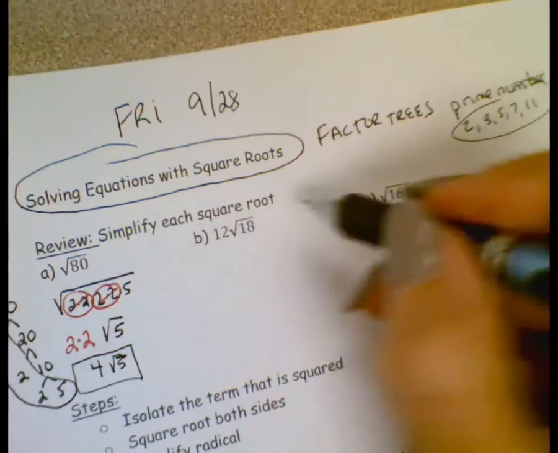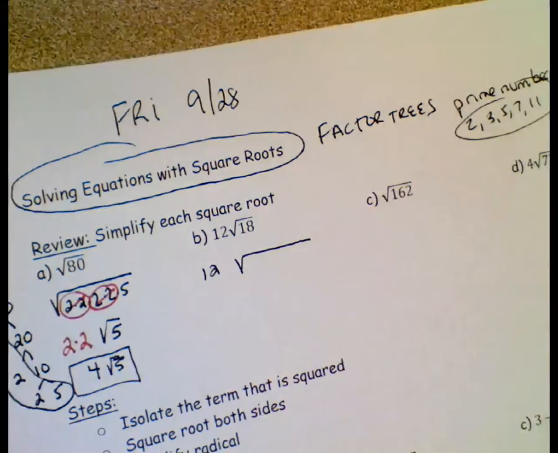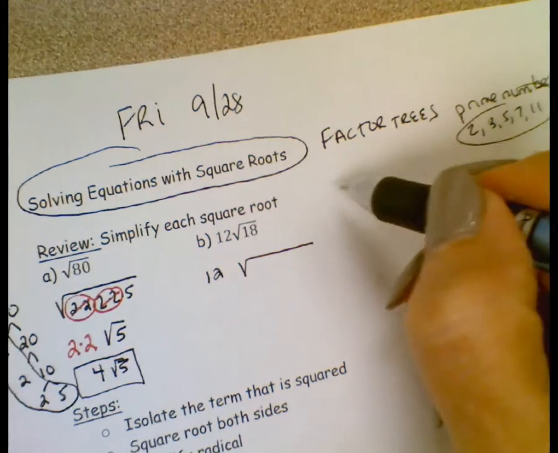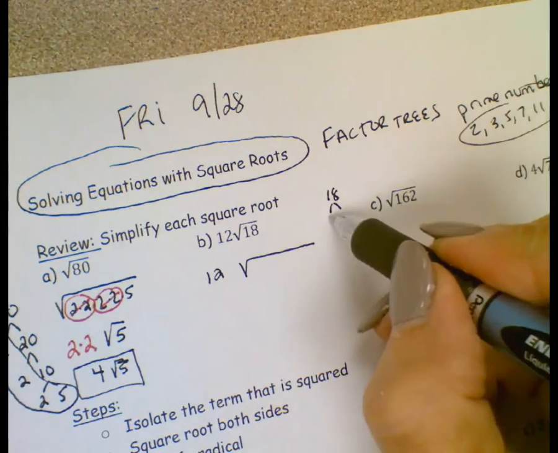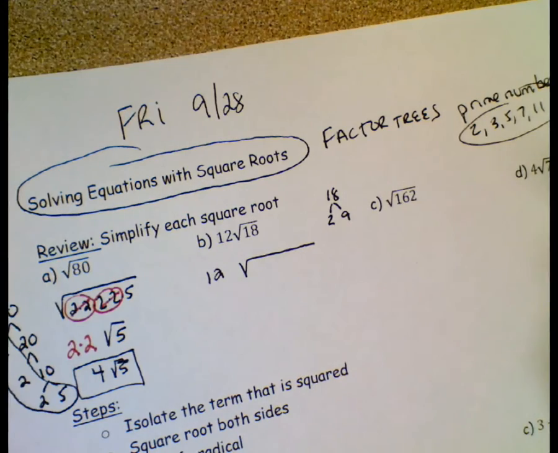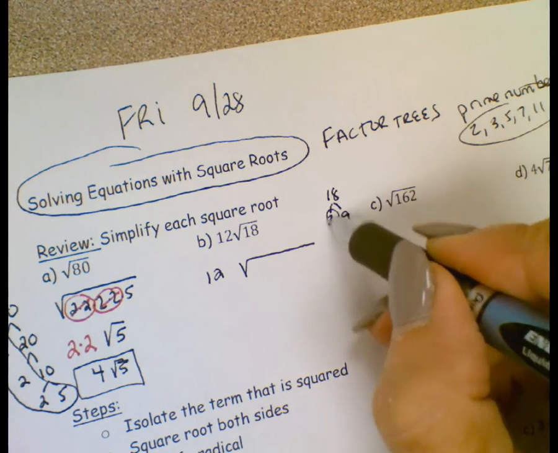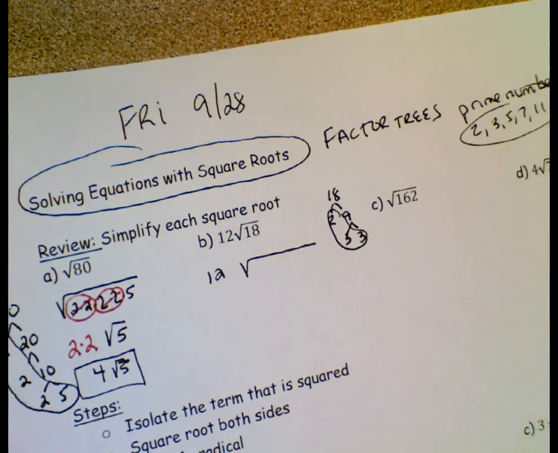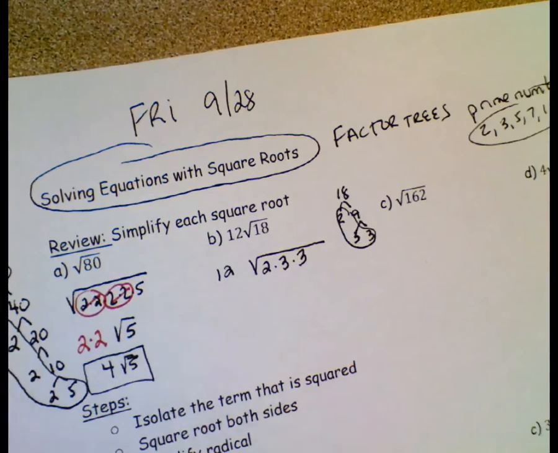So for the next one, we're going to have 12 times radical something. So we're going to do a factor tree for 18. 18 is even, so 2 times 9. Now 9 is not even, so try 3. 3 and 3. So these are the factors for 18: 2, 3, and 3. So you go 2 times 3 times 3.